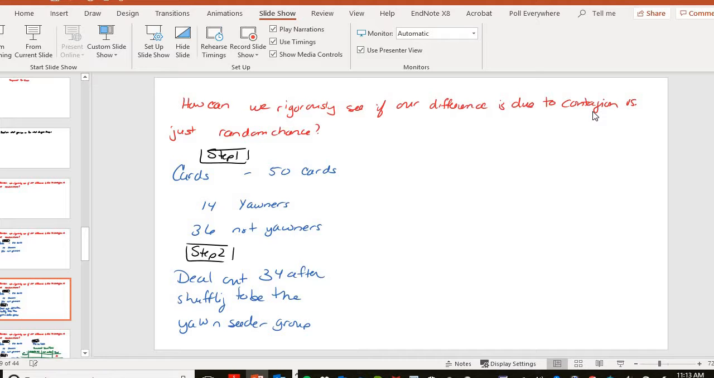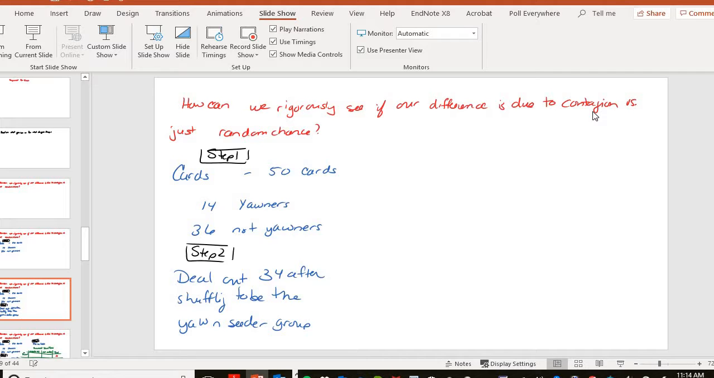I'm going to take 34 of these guys. 2, 4, 6, 8, 10, 12, 14, 16, 18, 20, 22, 24, 26, 28, 30, 32, 34. So these were the individuals that were shuttled with a yawner. And they came from a card deck, so this wasn't real. So I'm making fake data. And we're going to let the red be the yawners and the blue be the non-yawners.